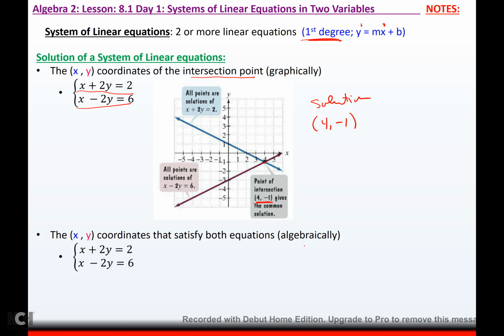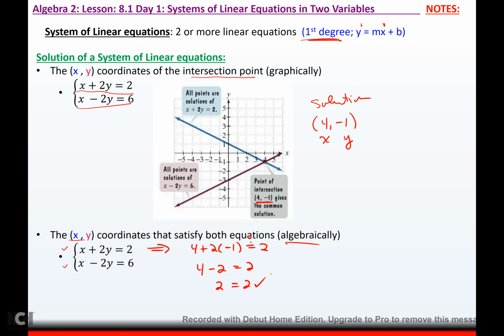When you do it algebraically, the xy coordinates have to satisfy both of these equations. So if I changed my x to 4 and my y to negative 1 in both of those equations, I have to get true statements or it's really not a solution. So if I test my first one, I change x to 4 plus 2 times y, negative 1, and see, does it equal 2? Well, this would be 4 minus 2, which is 2, which equals 2.